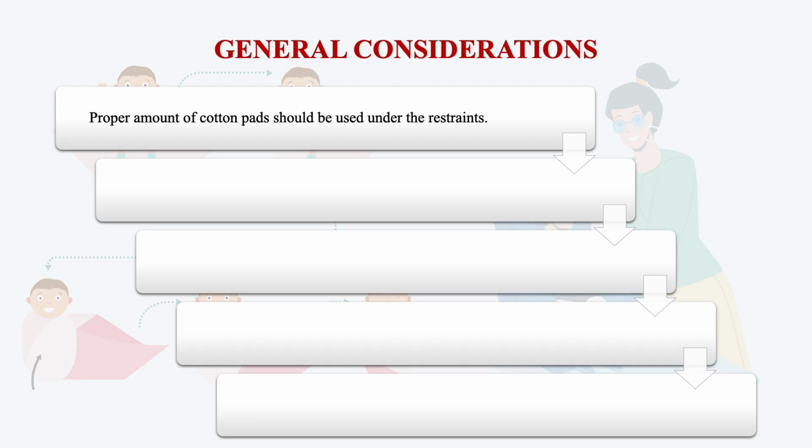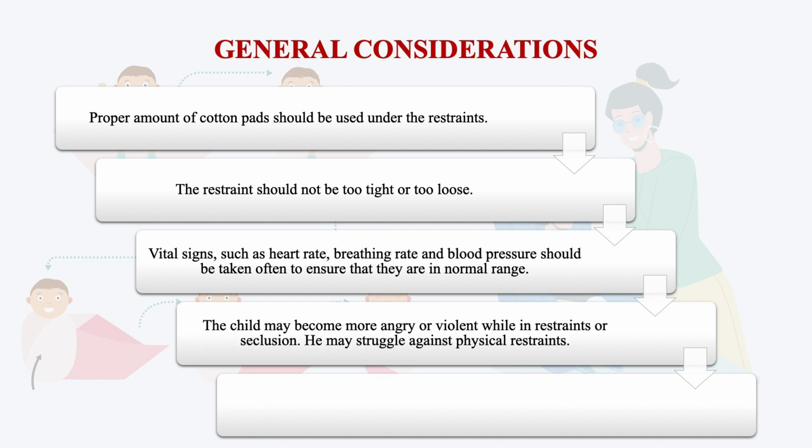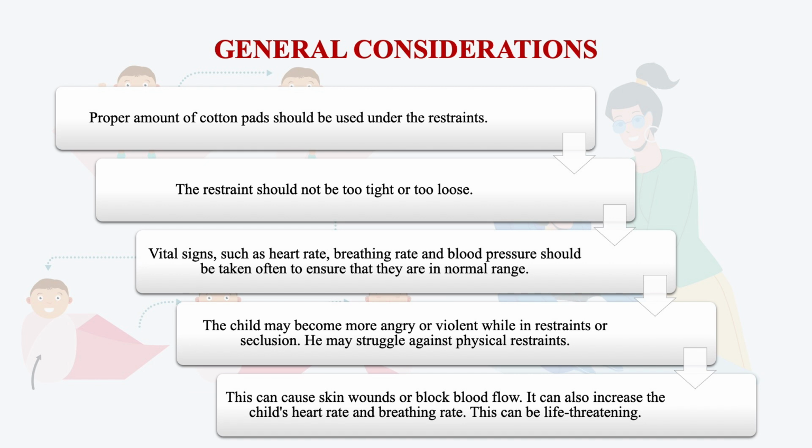General considerations that one must keep in mind while using restraints are: proper amount of cotton pads should be used under the restraints. The restraints should not be too tight or too loose. Vital signs such as heart rate, breathing rate, blood pressure should be taken often to ensure that they are in normal range. The child may become more angry or violent while in restraints or seclusion. He may struggle against physical restraints. This can cause skin wounds or block blood flow. It can also increase the child's heart rate and breathing rate. So, this can be life-threatening.